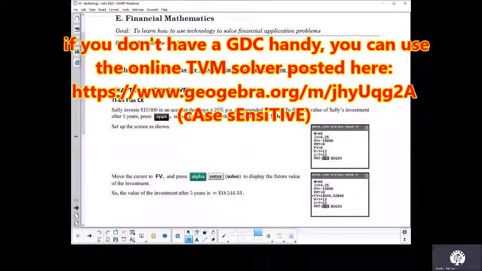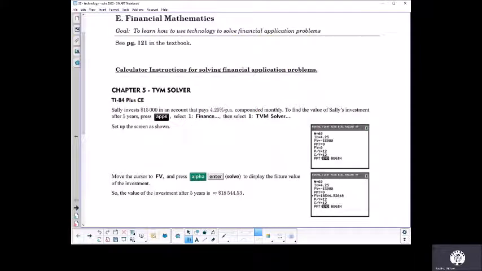Sally invests $15,000 in an account that pays 4.25% per annum, compounded monthly. So the interest rate is 4.25% per annum. Now 60 is going to be the N: it's for 5 years, but it's compounded monthly, so that is 5 times 12. We have to put that value in, the number of compounding periods.